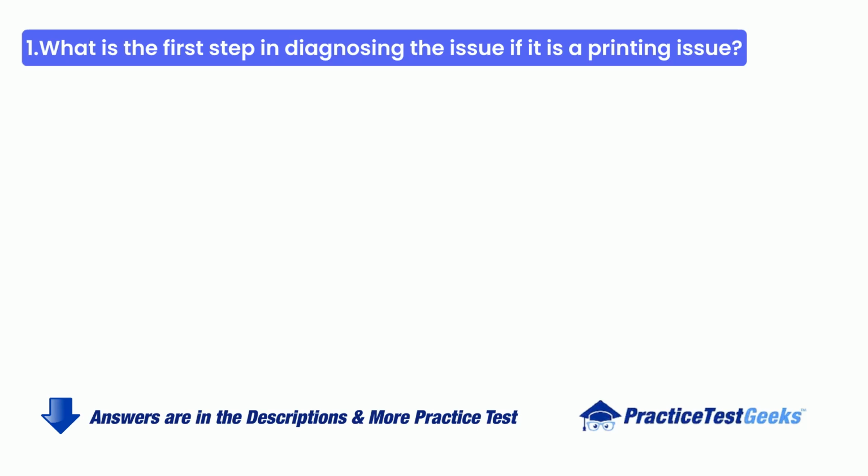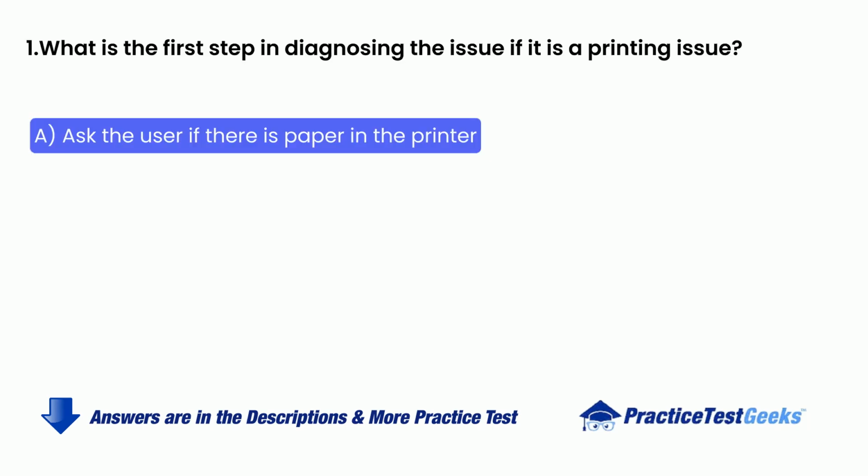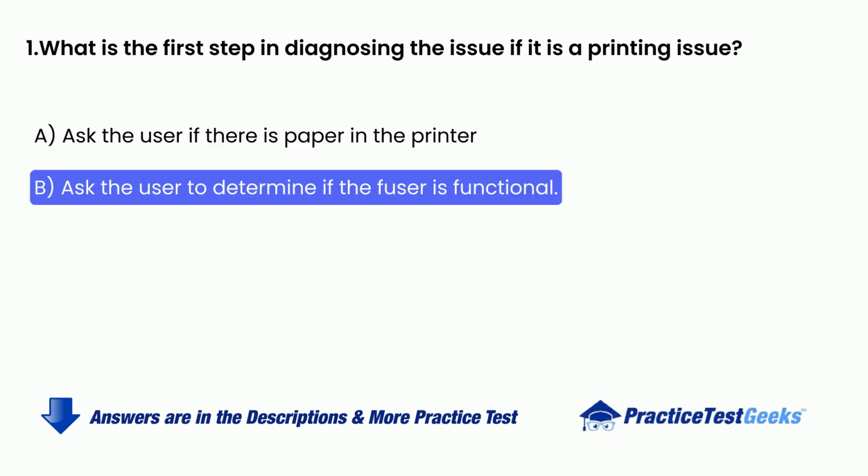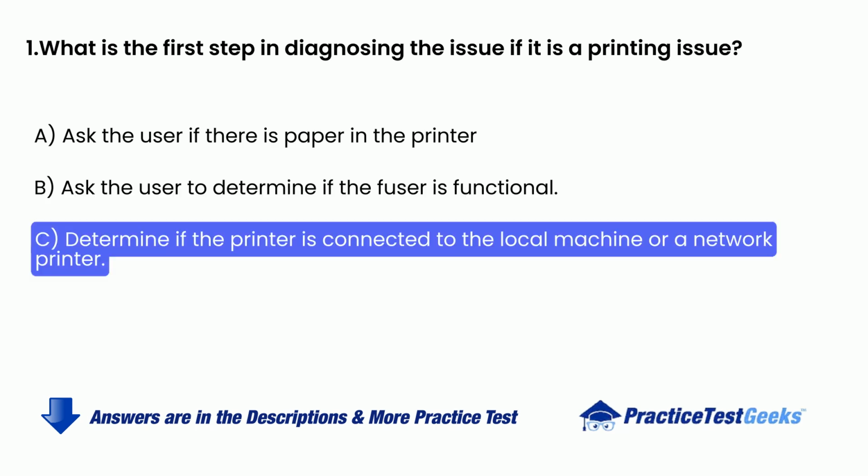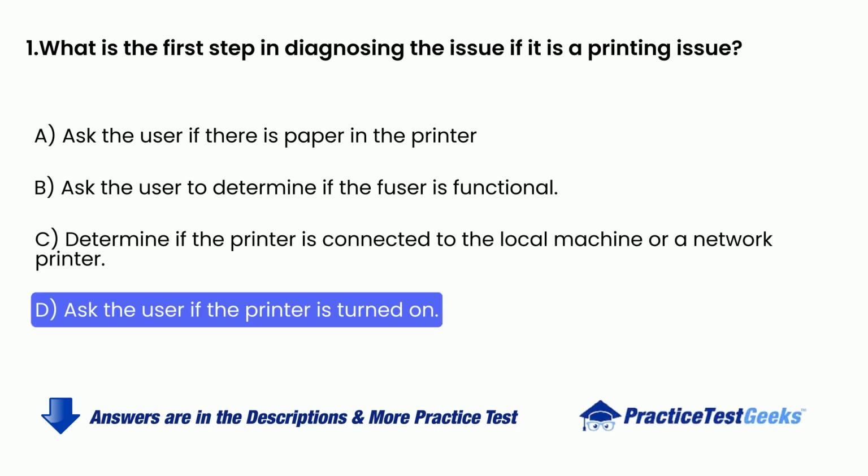What is the first step in diagnosing the issue if it is a printing issue? A. Ask the user if there is paper in the printer. B. Ask the user to determine if the fuser is functional. C. Determine if the printer is connected to the local machine or a network printer. D. Ask the user if the printer is turned on.